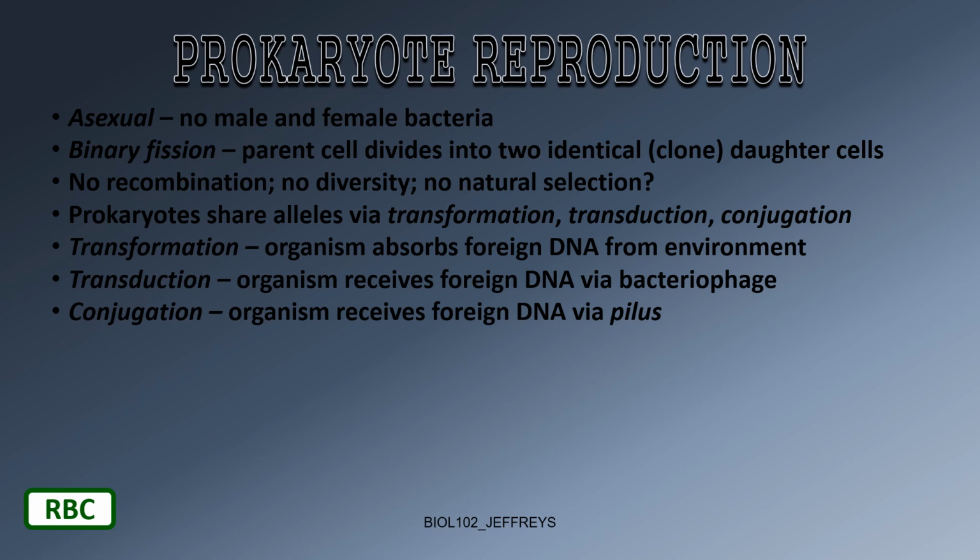Conjugation, then, is when one organism receives foreign DNA from another similar organism, similar species, via a pilus. Sometimes it's called a sex pilus, sometimes it's called a sex bridge. That's conjugation. So one cell will build a little tube across, connect to the other cell, and pass its plasmid through that little tube. It's called conjugation.